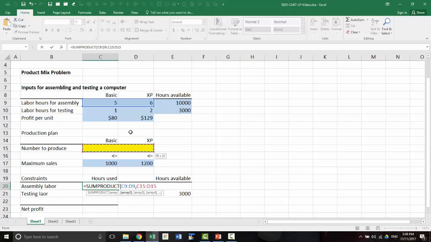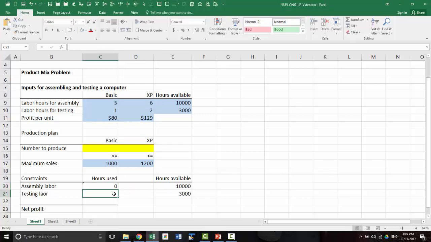Now the one thing that we need to do is copy this formula down to the next cell for testing labor, and for that the production must still come from C15 and D15. So you must change the cell address for the number to produce to an absolute address. That way you don't have to set up two different SUMPRODUCT formulas. You set it up once and then you copy. Again, that's something I'll be looking for. You shouldn't type each SUMPRODUCT formula individually.